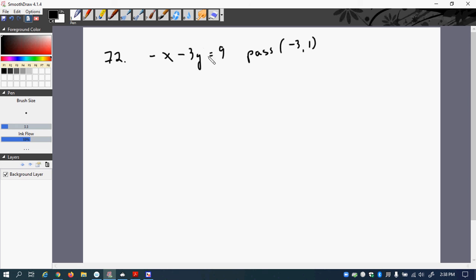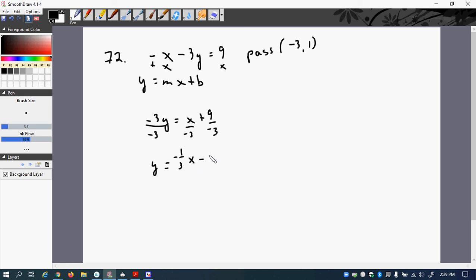Alright, so this one is a little different because it's not in slope-intercept form. So we're going to have to put this in slope-intercept form. That's the only thing that's different about this particular problem. So I'm going to add x to both sides. And so now I get negative 3y equal to x plus 9. Now I'm going to divide by negative 3. And so I get y equal to negative 1/3 x minus 3.